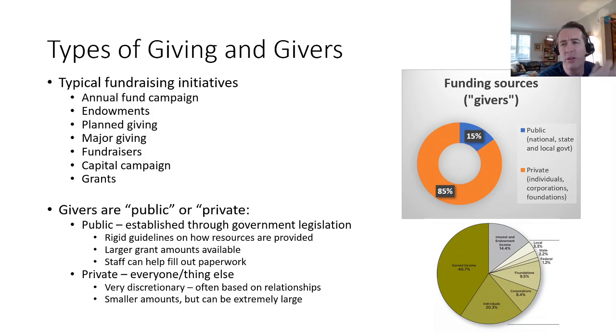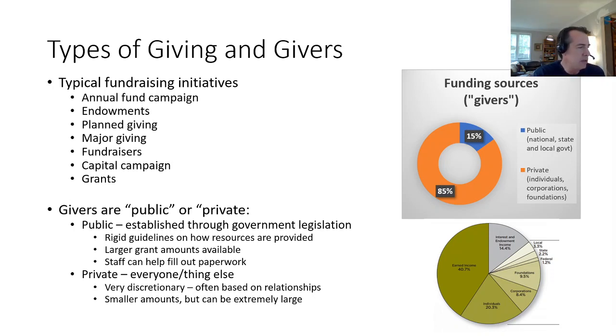So types of givers. There are two types of givers: public givers and private givers. Public givers are governmental organizations, so they are established through some sort of government legislation. They have very rigid guidelines on how the resources are provided and allocated. Typically, they have larger grant amounts available, and they also have people on staff whose job it is to help people fill out applications and get this money. The money has to be distributed from a public organization. It's part of their budget, and that's part of their public mandate.